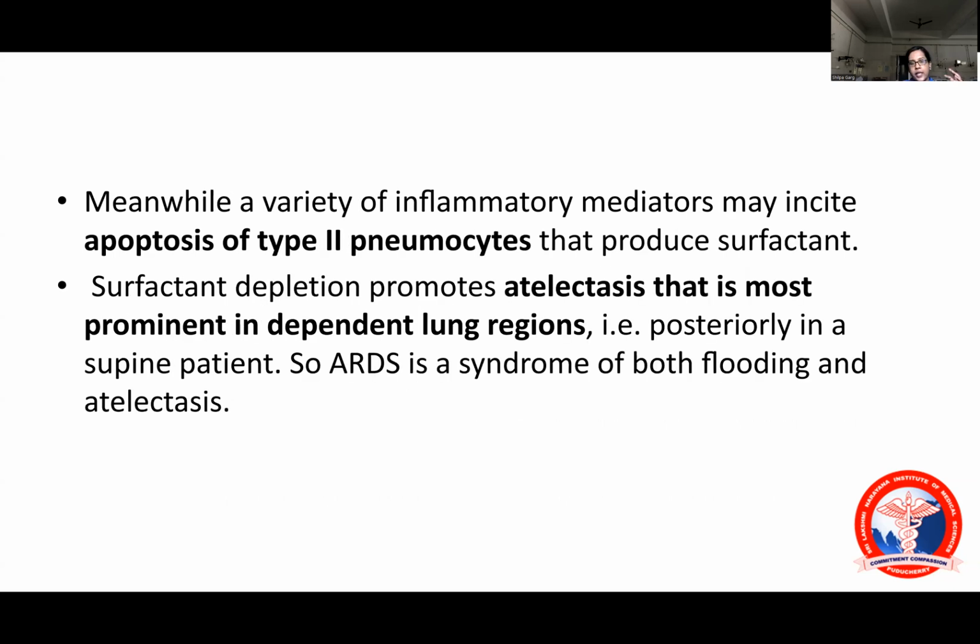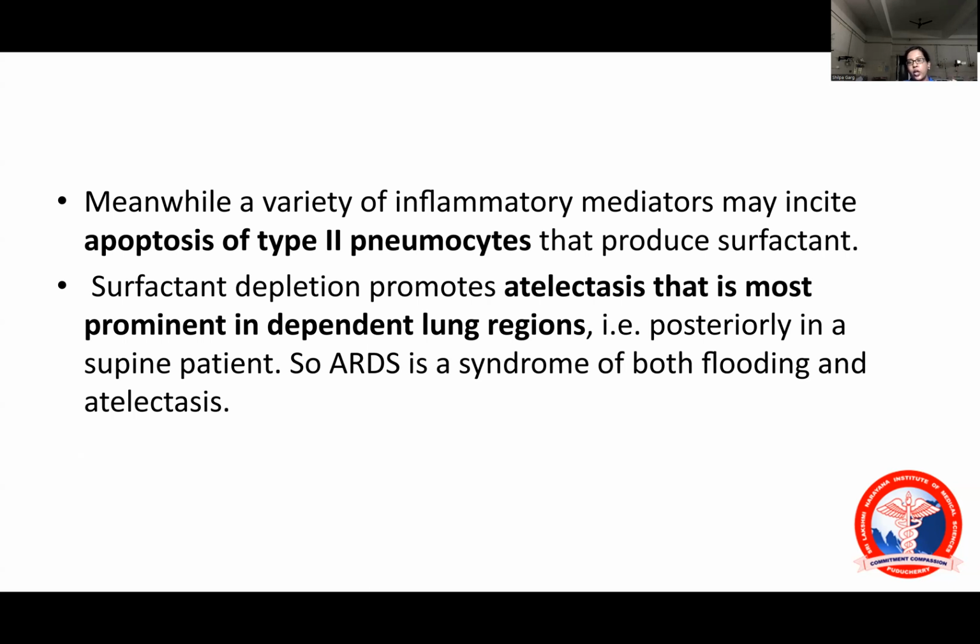So another mechanism is apoptosis of type 2 pneumocytes. Type 2 pneumocytes are involved in protection of the lungs by producing surfactant. So ARDS causes apoptosis of type 2 pneumocytes, and there is no surfactant available for preventing atelectrauma. This surfactant depletion causes atelectasis, which results in loss of volume and collapse of the lungs, especially the posterior portion of the lung when the patient is in supine.